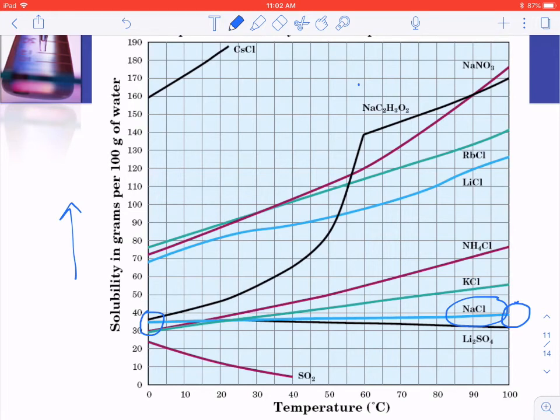That's very different than if we look at something like sodium acetate. Sodium acetate also has a solubility of about 35 in 0 degree water, but if we increase the water to 100 degrees Celsius, it goes up to 170 grams. So we have a 135 gram difference. This was a 135 gram difference. This was a 5 gram difference, right? Massive, massive difference. So different compounds are more dependent on temperature.